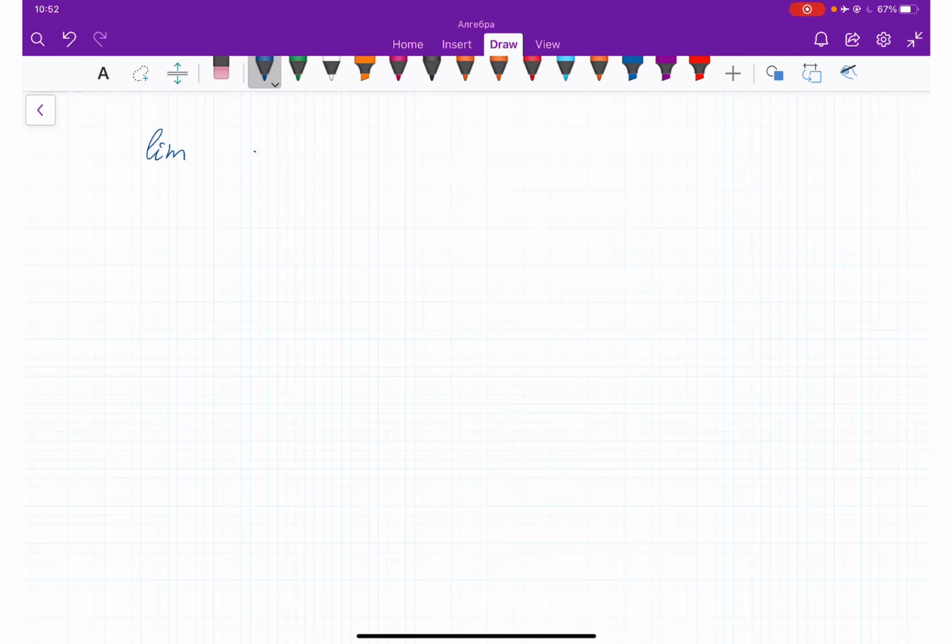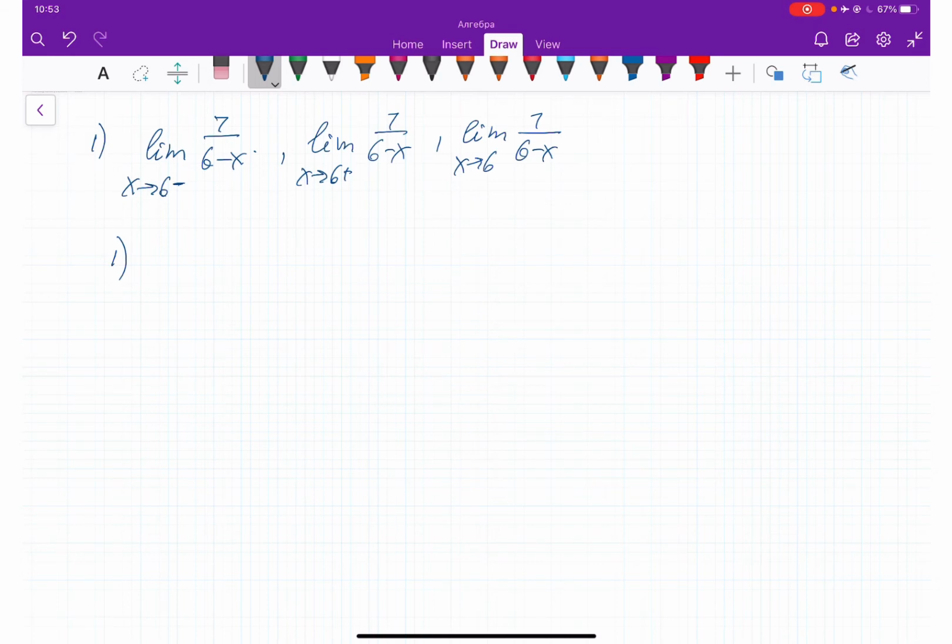So we need to find the limit of 7 over 6 minus x as x approaches 6 from the negative side, and then the limit of 7 over 6 minus x as x approaches 6 from the positive side, and then the limit of 7 over 6 minus x as x approaches 6 from both sides. So let's take the first one: limit as x approaches 6 from the left side.